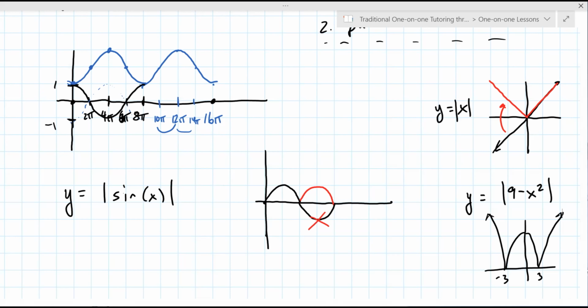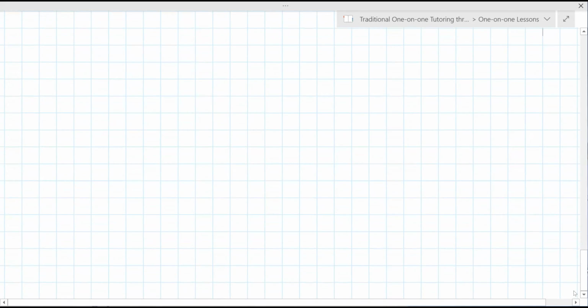Oh, there's one here. This one looks a little confusing. It says y equals cosine of -1/2 x plus 4, and the plus 4 is on the outside.